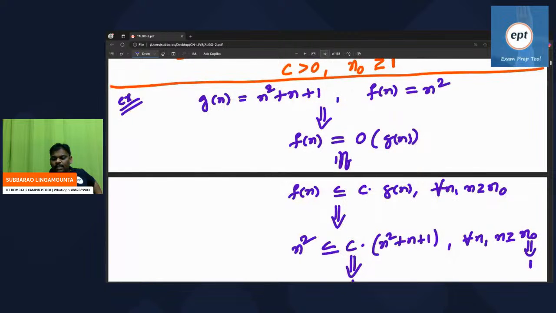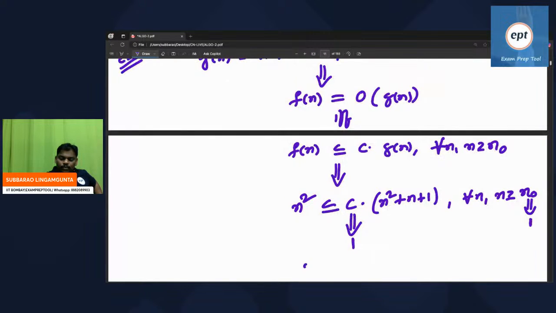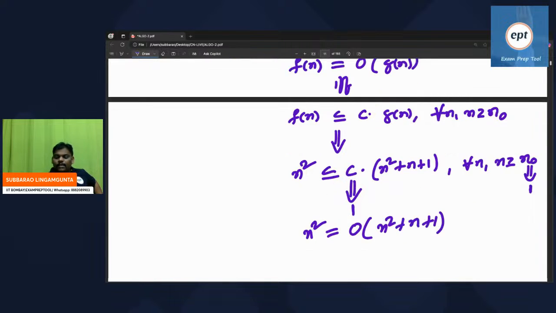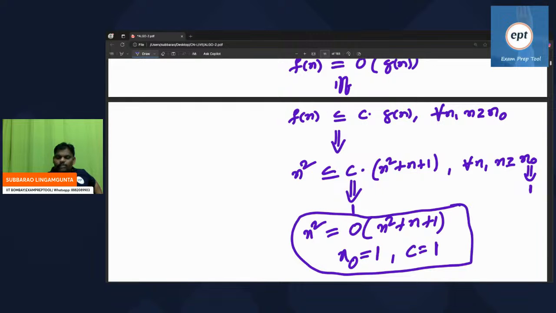That is the reason I can say f(n) is n square and g(n) is n square plus n plus 1. Then I can say n square is big O of n square plus n plus 1 is true, where the starting n value is 1. From 1 onwards it is working. C value is 1. So this is the answer.